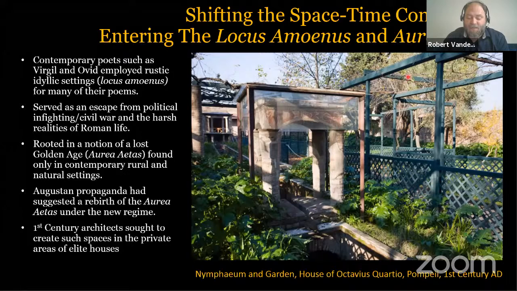The architects of the house of Octavius Quartio actively sought to provide a locus amoenus for visitors to the private section of the house. The gardens and the water features tapped into the literary cachet of such spaces and allowed visitors to release the concerns of ordinary life and occupy the mythological world of these stories.